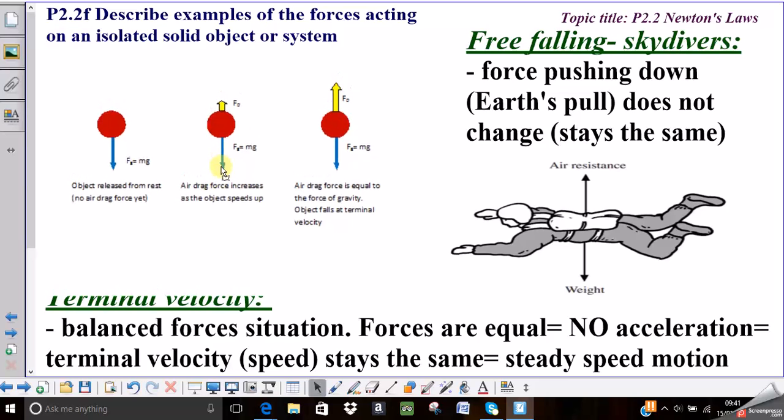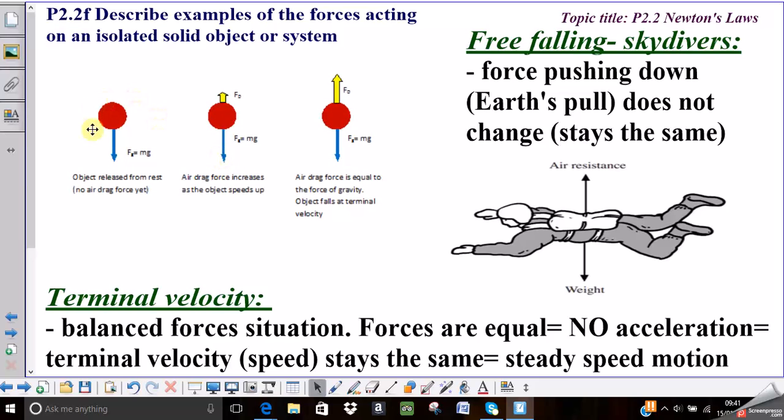Now, for example, when a skydiver is jumping from a plane, the object is released from rest. There is no air drag force yet because he's just jumping from the plane. So there is only the force of gravity pulling the object down, the weight of the object.